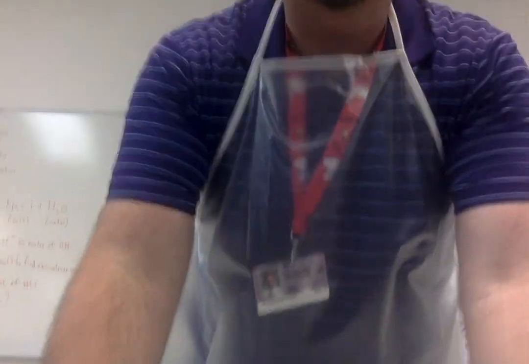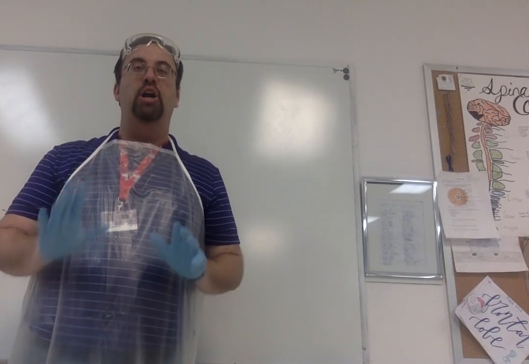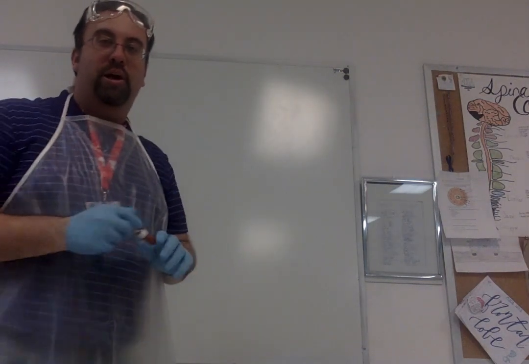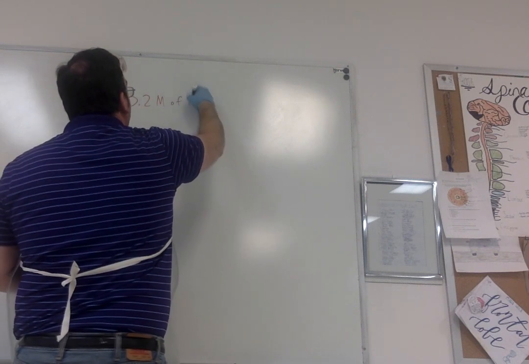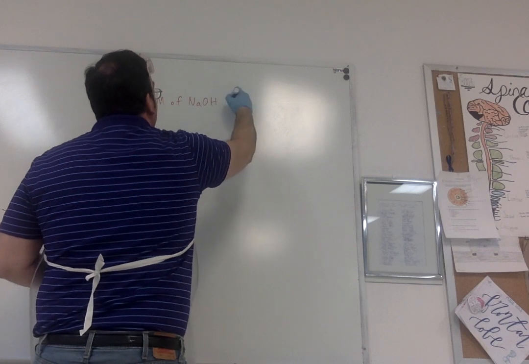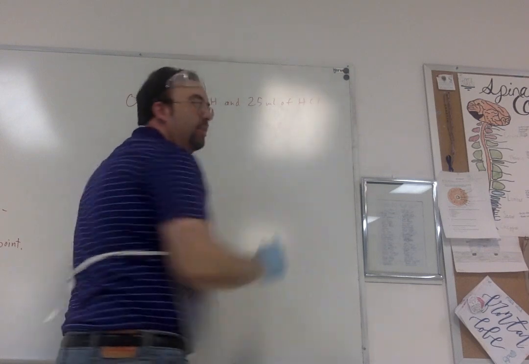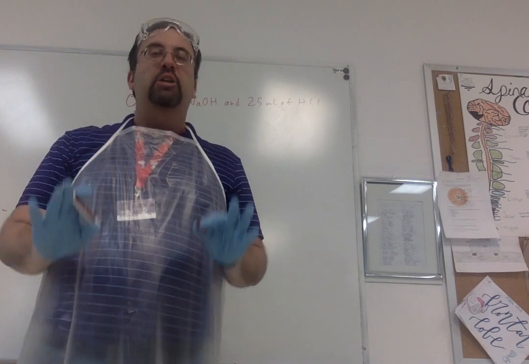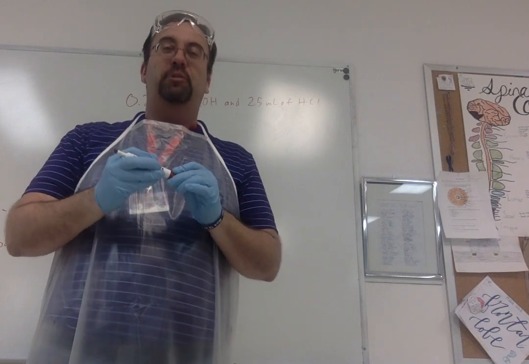All right. So we're going to calculate then what is the concentration of the unknown acid. And so notice that we started with 0.2 molar of sodium hydroxide, and we also had 25 milliliters of HCl. All right. Remember that because you're dealing with molarity, molarity is moles per liter. And so if we wanted to solve for moles, we can rearrange it.